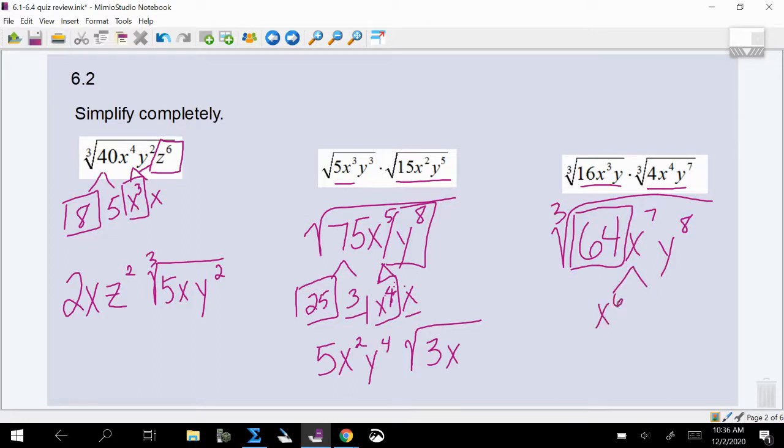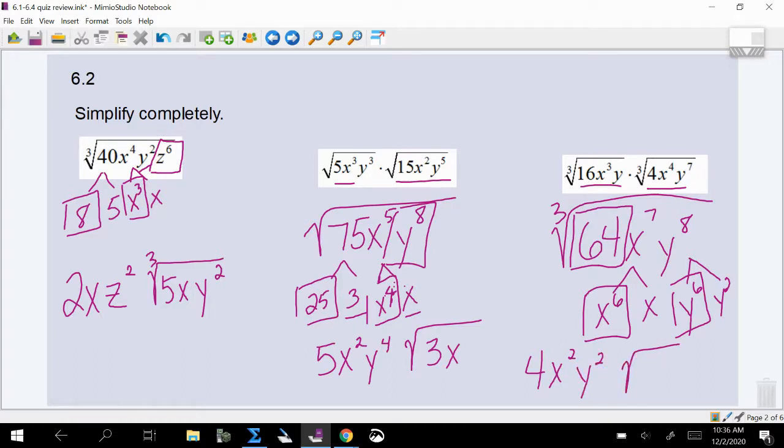X to the seventh is going to break down into x to the sixth and x because 6 divides evenly by 3. Y to the eighth is going to break down into y to the sixth and y squared. All the stuff that is perfect, I'm going to take the cube root. Cube root of 64 is 4. Cube root of x to the sixth is x squared. Cube root of y to the sixth is y squared. And I still have left, what do I have left? An x and a y squared.